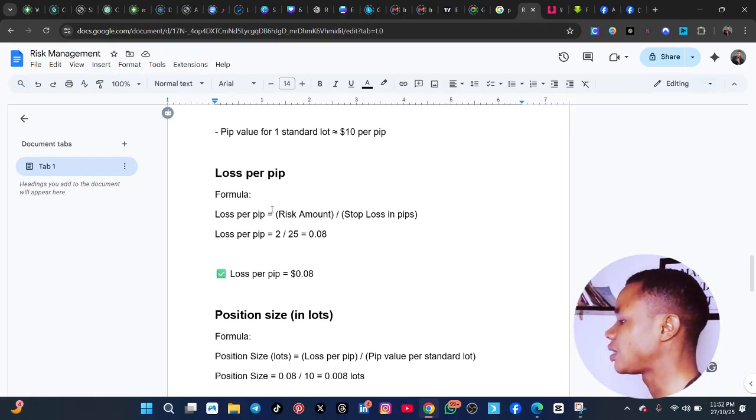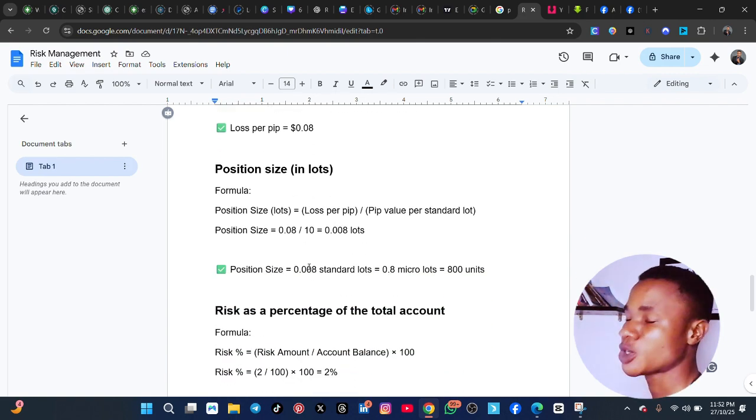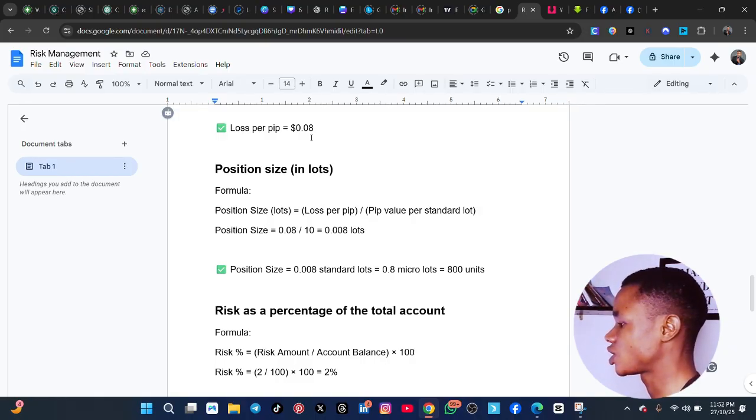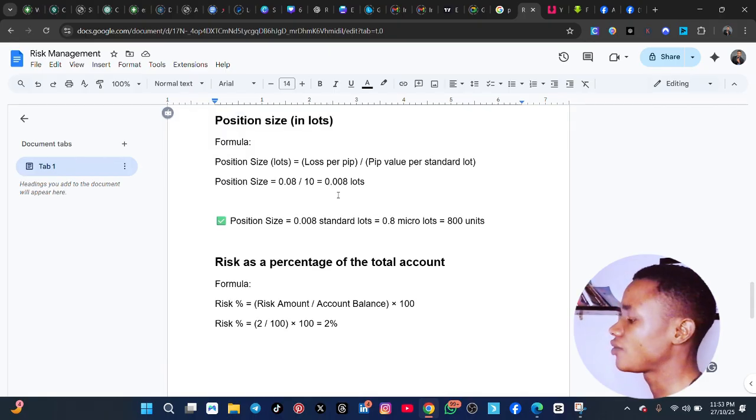Now what is the lot size? The loss per pip we have calculated before is risk amount divided by stop loss. In this case, the risk amount is just $2 divided by the pips, which is 25. So we are going to be losing $0.08 per pip. All right, $0.08 per pip. Now what is the lot size we're supposed to use here? The lot size is the loss per pip, which is 0.08 we have calculated here, divided by the pip value per standard lot size, which is 10. Pip value per standard lot size is always 10. So if you divide it, we are going to be using 0.008 lot size. Of course, this kind of lot size exists. So if you do this and actually lose the trade, you lose only what you risked.